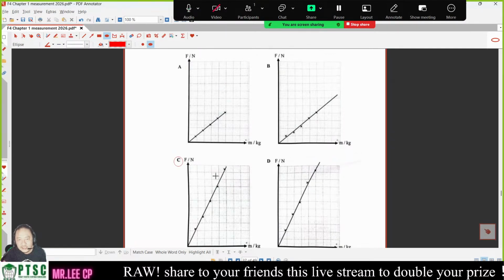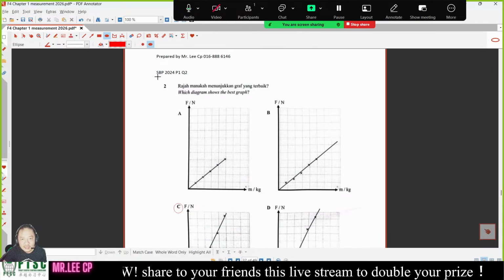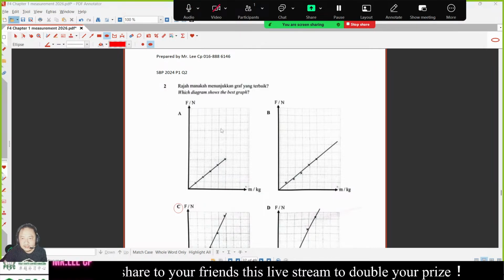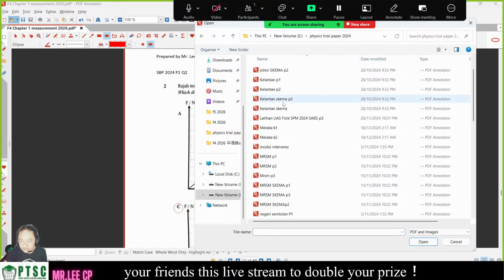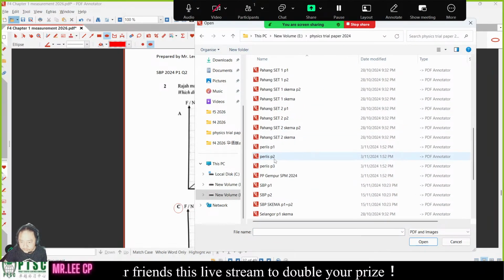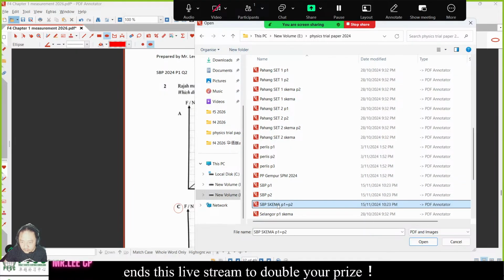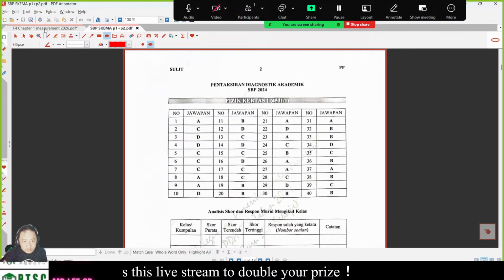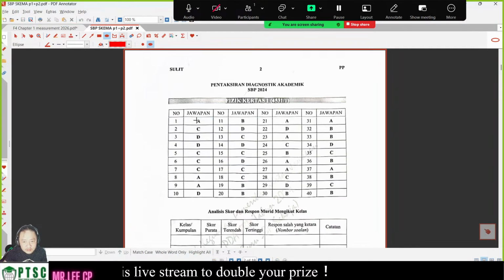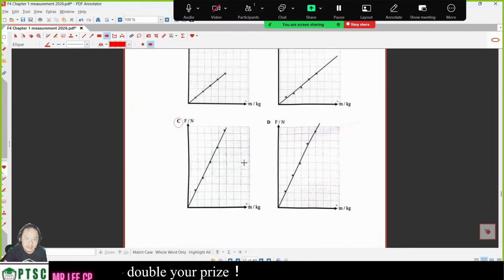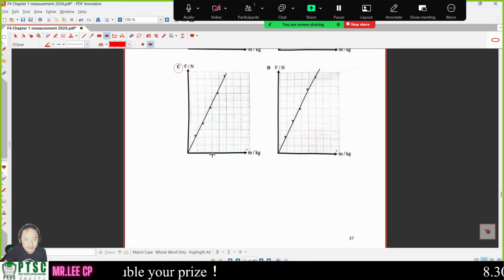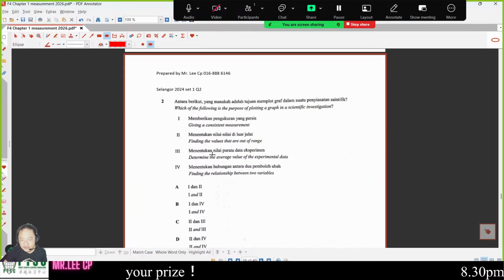Best answer is C. I checked the answer, SBP 2024. Question number 2, SBP, answer is C. Yes, correct. This one is called the best fit line. Right, best fit line. Okay. Next one.